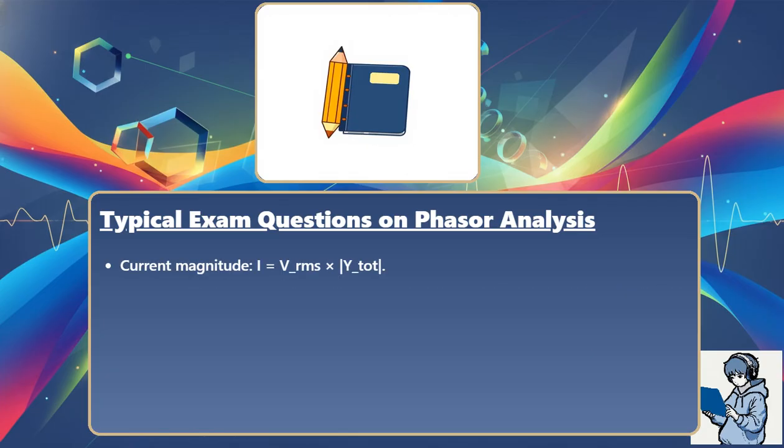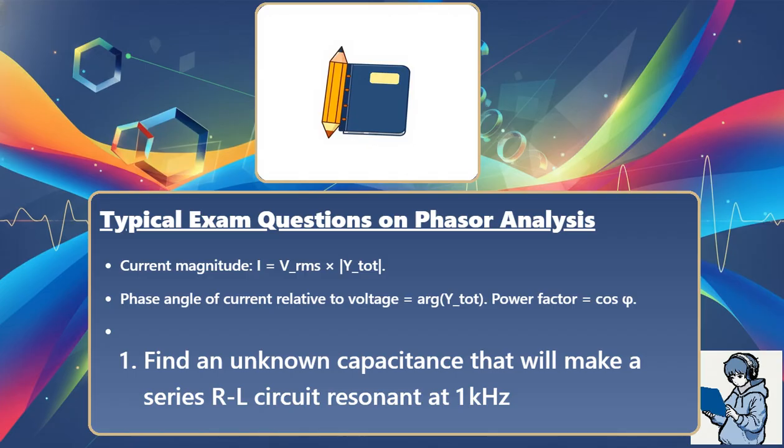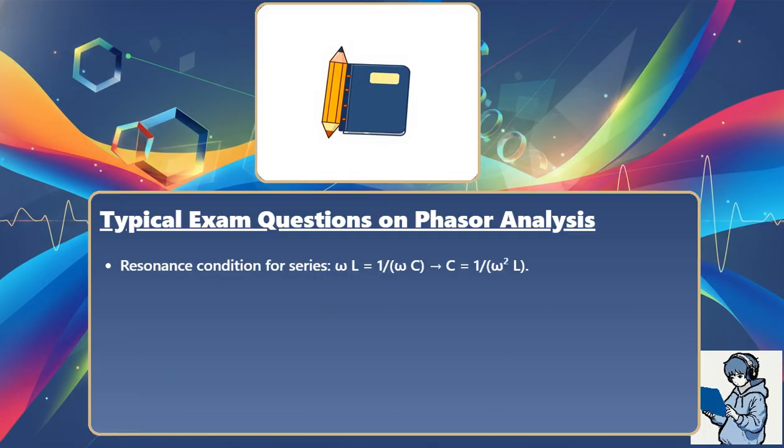Current magnitude I equals V RMS times the magnitude of Y total. Phase angle of current relative to voltage equals the argument of Y total. Power factor equals cosine phi. Number 3: find an unknown capacitance that will make a series RL circuit resonant at 1 kHz. Resonance condition for series: omega L equals 1 over omega C, therefore C equals 1 over omega squared L.